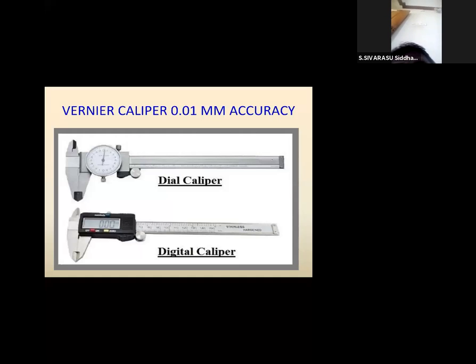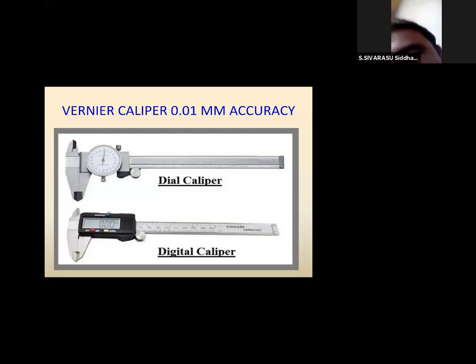Another one is the digital vernier caliper, where you can easily see the measurement reflected in digital form. You can take the measurement like that. Now, the third type of vernier caliper is the dial vernier caliper, which we will discuss.